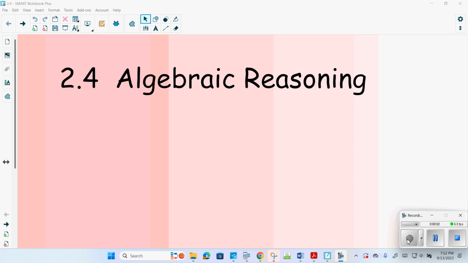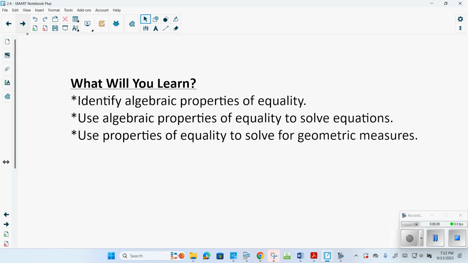All right, welcome back. Geometry, section 2.4, algebraic reasoning. Now, the algebra part of this hopefully is not something that's going to be new to you, but what is going to be new is the fact that you're going to have to give reasons for all your steps. But here we go. So we're going to learn to talk about algebraic properties of equality, using algebraic properties of equality to solve equations. And then we'll also talk about some geometry ones that we'll also do.